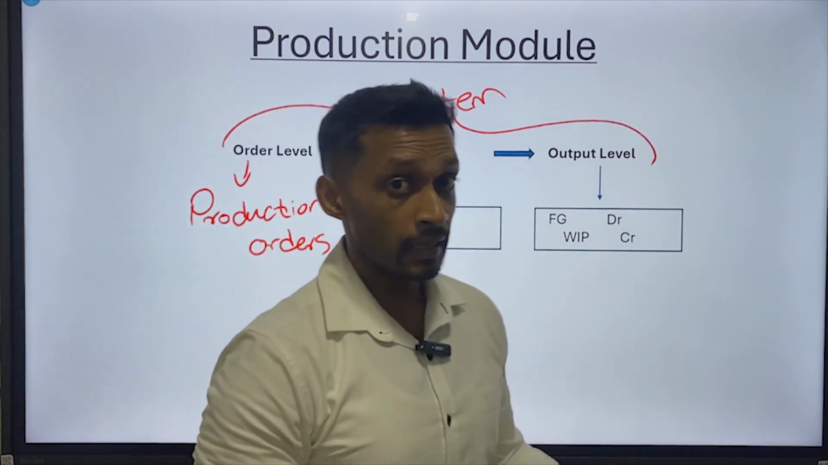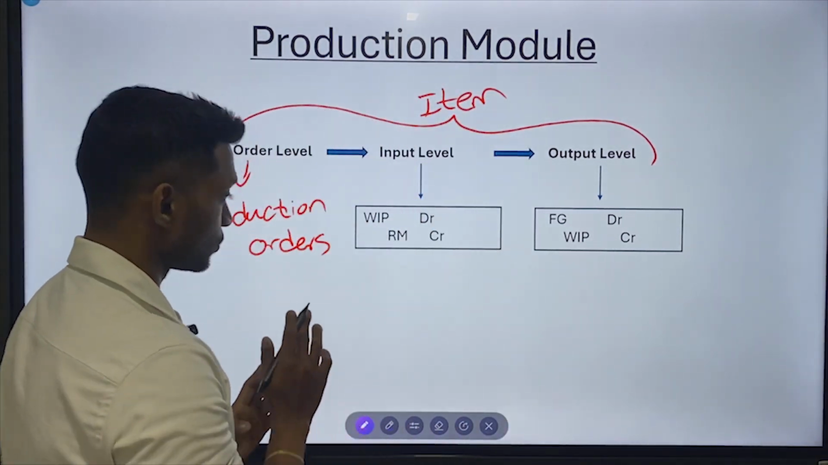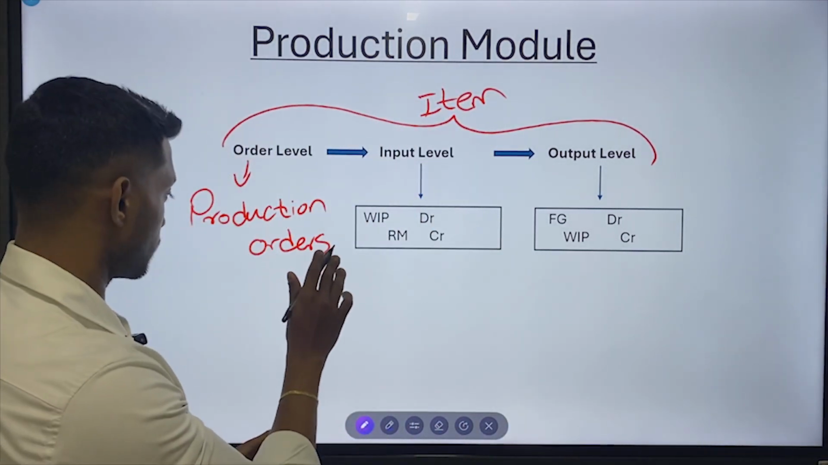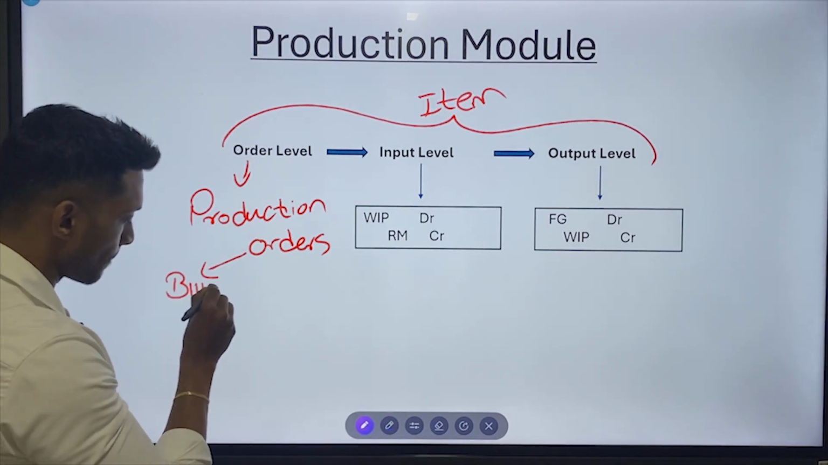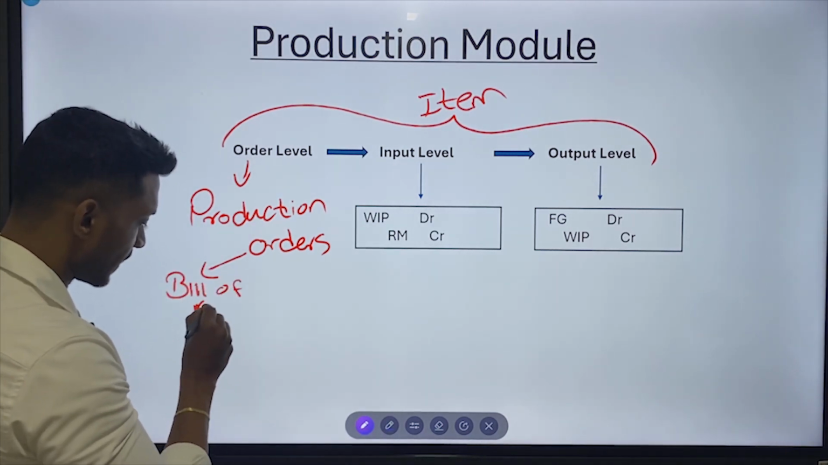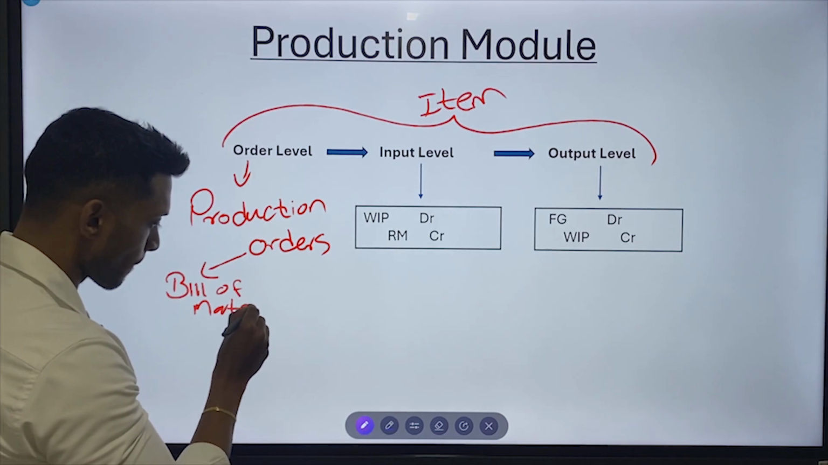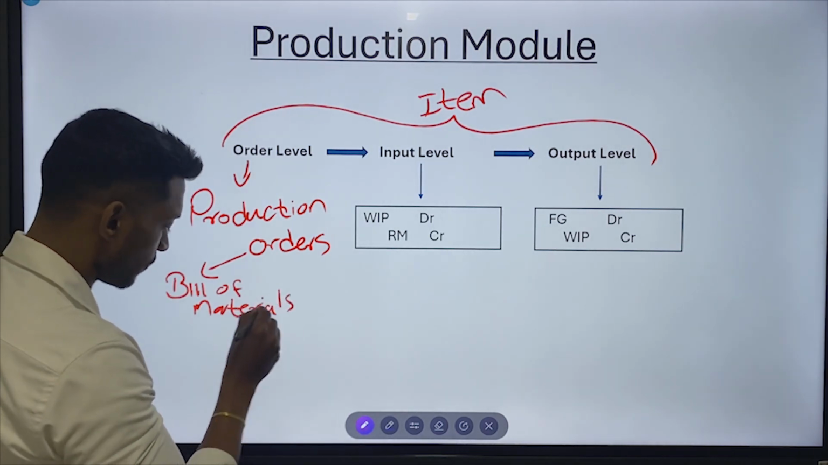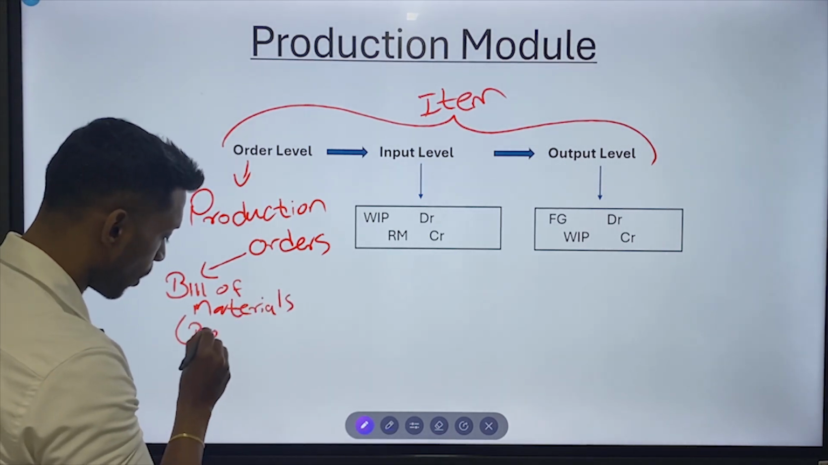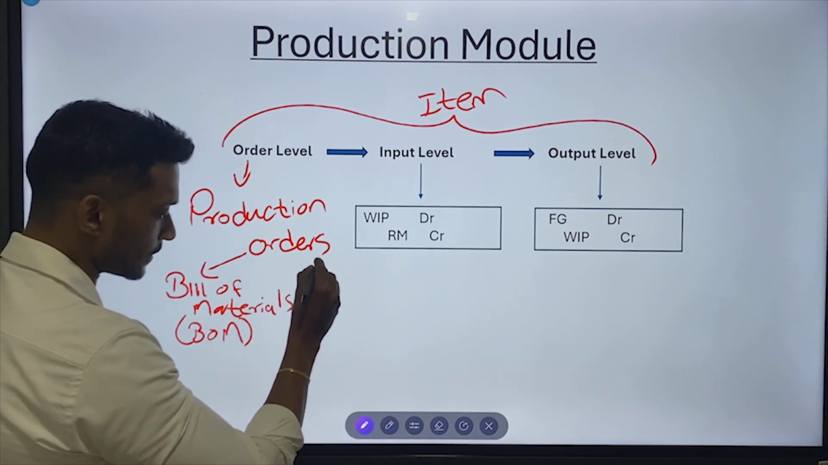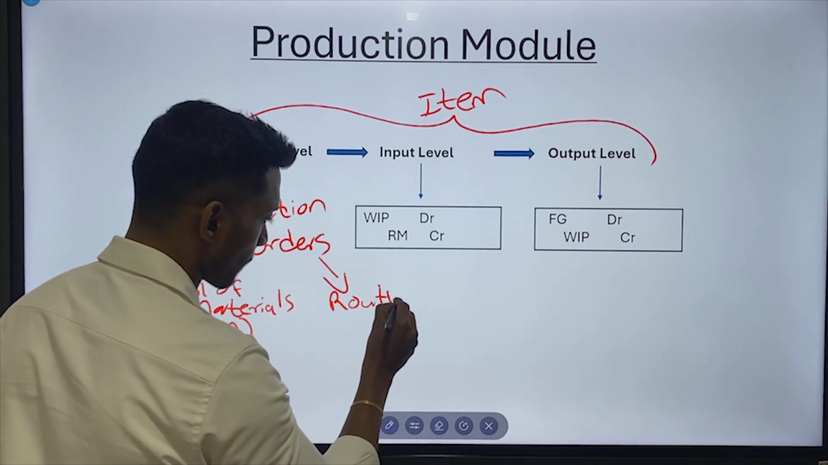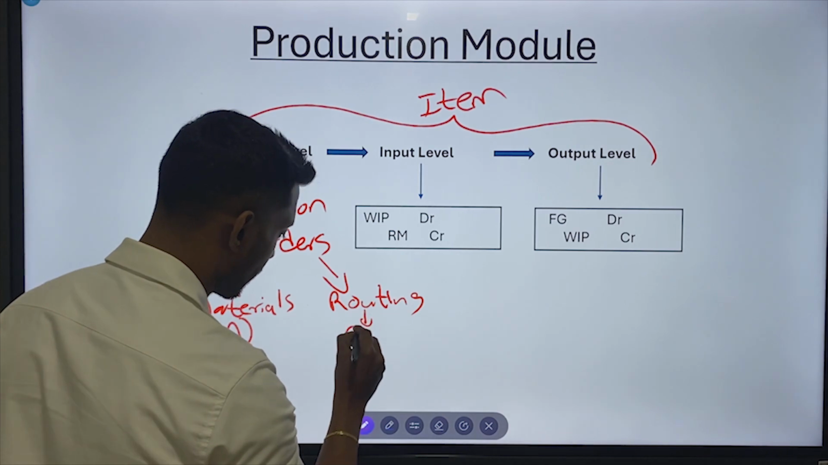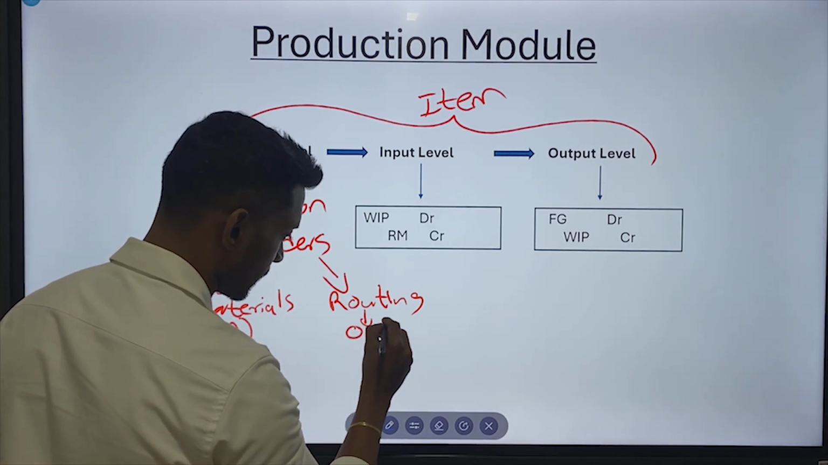It's not easy. When we are creating production orders, we have to set up the bill of materials, which we call a BOM, as well as routings. We are recording overheads over there. These are the main stuff.